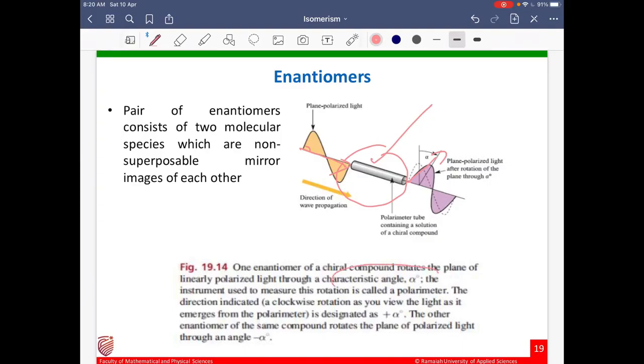The instrument used to measure the rotation is called a polarimeter. So the polarimeter will check how much angle it actually rotated. The light is shifted to a particular direction. How much angle? That angle we call alpha, represented as alpha degree. So if it is rotating clockwise, we will take it as positive, and if it is rotating anti-clockwise, we will call it negative alpha degree.